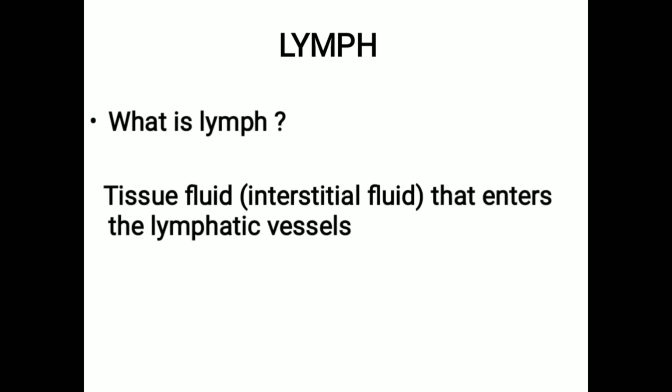First you have to know what you mean by lymph. What is a lymph? A tissue fluid, otherwise called an interstitial fluid, that enters the lymphatic vessel. When you look into the body, there are two vessels present, called arteries and veins. There is one more vessel or channel present in the body, called a lymphatic vessel. So the tissue fluid, otherwise called interstitial fluid, enters the lymphatic vessel.